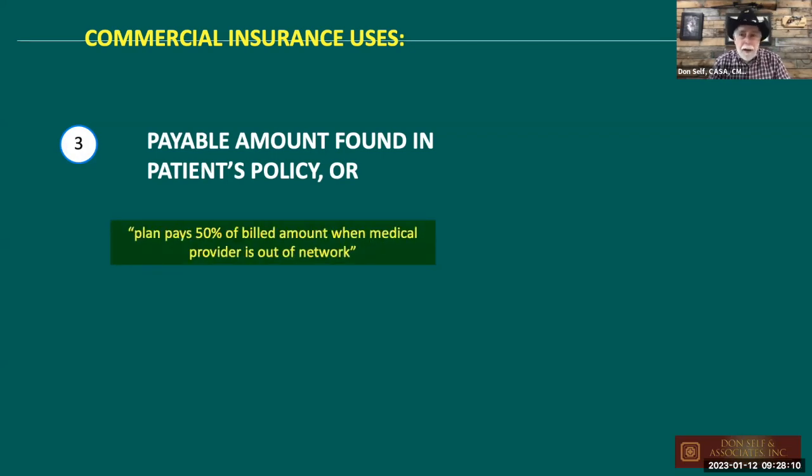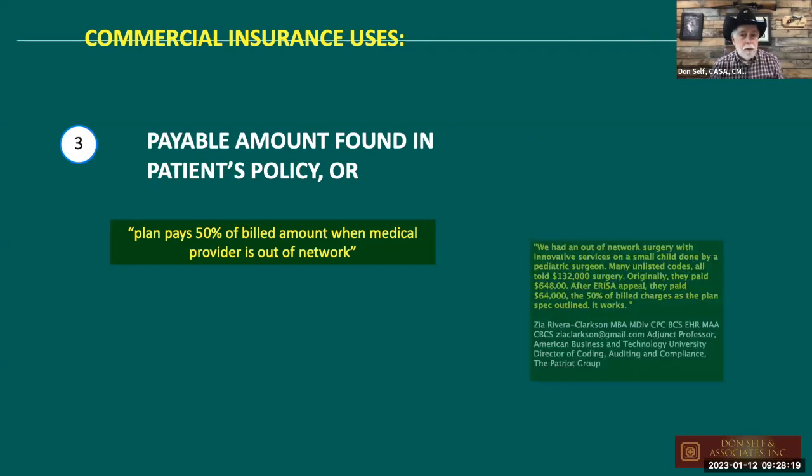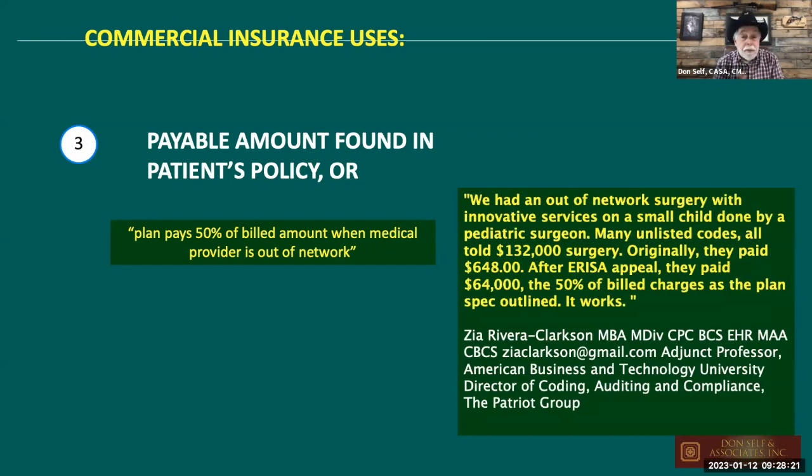But for instance, sometimes you may find that the plan pays 50% of the billed amount when the medical provider is out of network. One nationally known consultant by the name of Zia Rivera Clarkson sent us this letter. We had an out-of-network surgery with innovative services on a small child done by a pediatric surgeon. In fact, this right here was an ambulatory surgical case. There were many unlisted codes. All told, it was about a $132,000 surgery. Originally, the insurance company only paid $648.